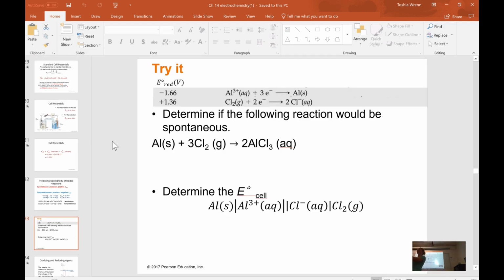So I want you to try that on your own. I've pulled the electrical reduction potentials for aluminum 3+ to aluminum solid, and for chlorine gas to the chloride ion. I want you to determine if the reaction of aluminum solid with chlorine gas to produce aluminum chloride is going to be a spontaneous reaction. And then I want you to determine the E0 of the cell for the cell exactly as it's written here.